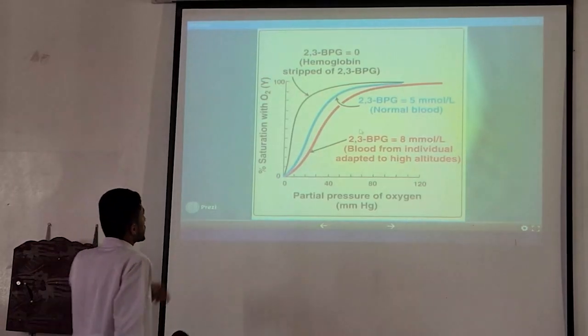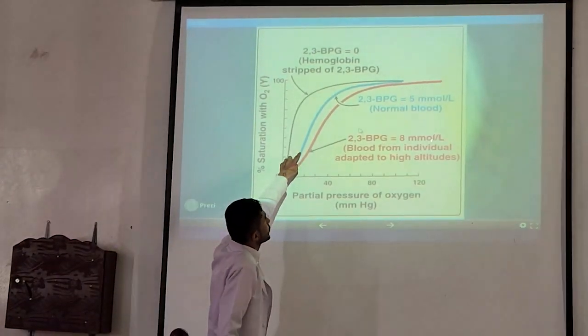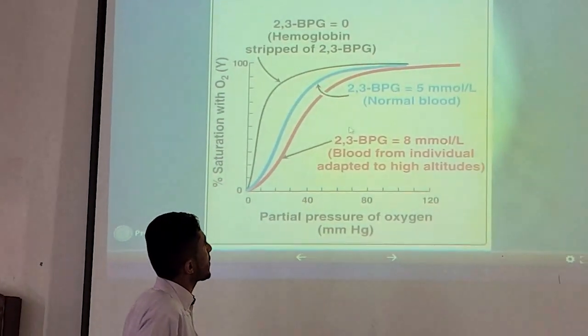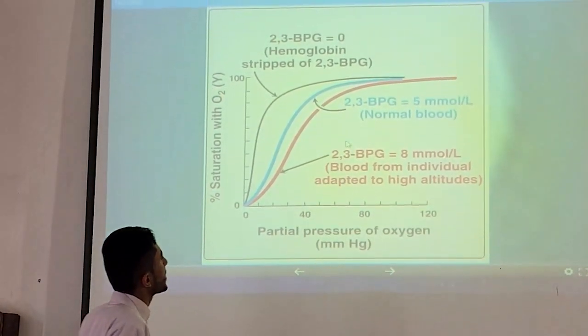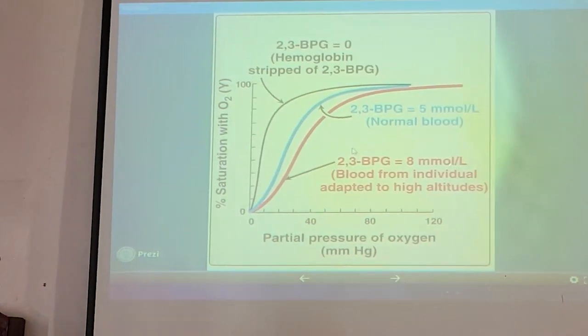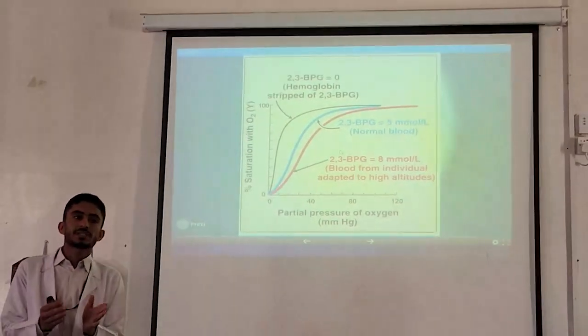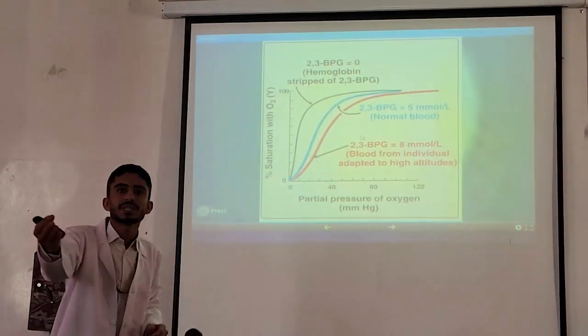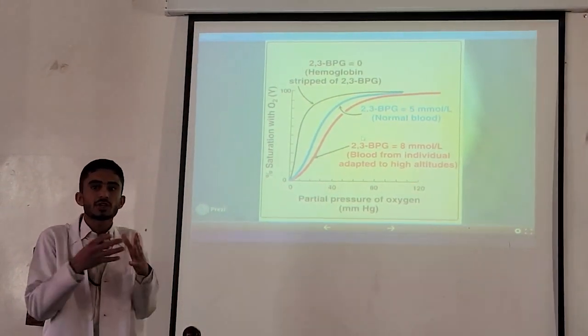Here is the normal oxygen dissociation curve, as we said before. The amount of 2,3-bisphosphoglycerate is 5 millimole per liter in the blood. This is the normal. But when it is increased, the oxygen release is high, and the oxygen cannot bind more.